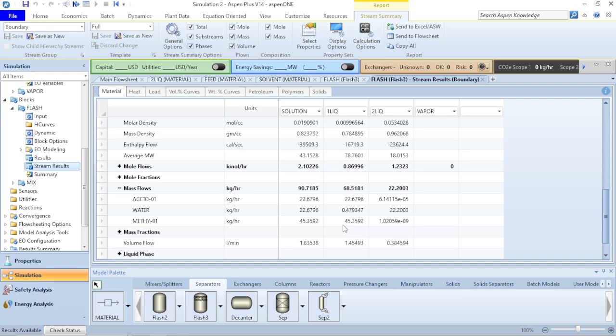So zero vapor. We don't have a vapor stream. Our first liquid is coming at, what do we have more here? We have more of acetone here in the first liquid. So we have more of acetone and MIBK in the first liquid, and in the second one we have the majority of the water coming out from it.